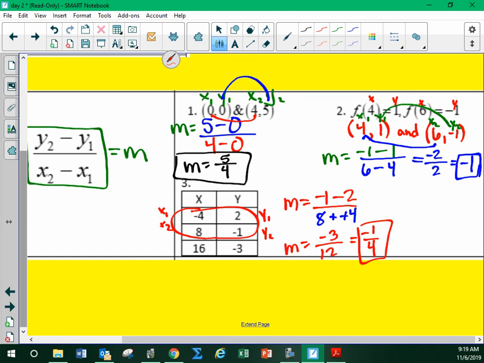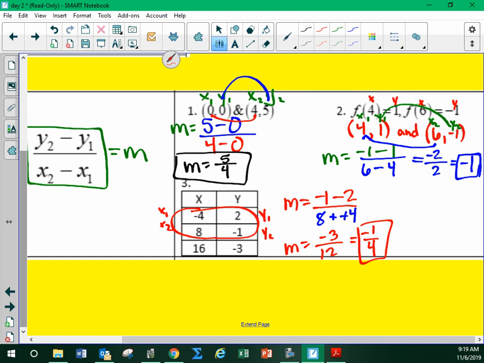Okay. So again, with ordered pairs, you do need to memorize this equation. They won't give it to you for the SOL. It won't be super close to your test. It's just y2 minus y1 over x2 minus x1. So y minus y over x minus x.